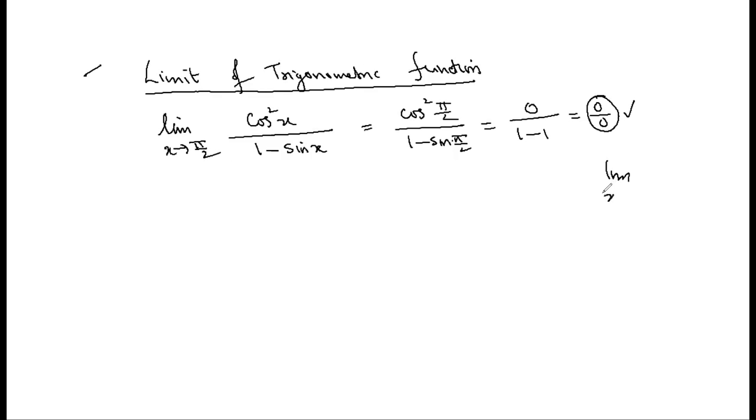Suppose x is tending to 2. We know the common factor is x minus 2. But in trigonometric function, you can't come to know that. So what you have to do first is change them into the same trigonometric ratio.